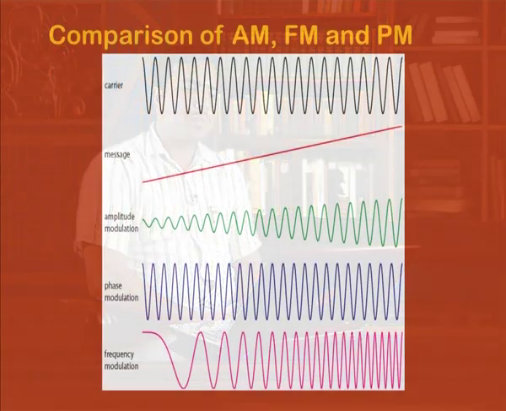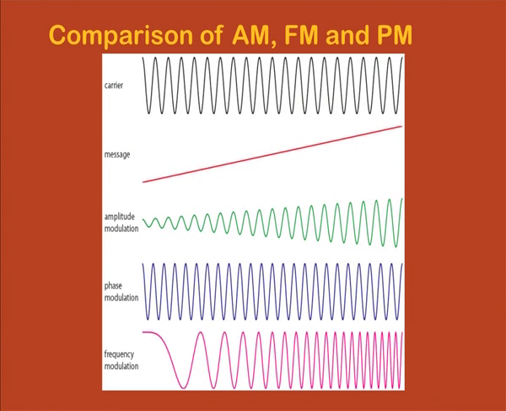So, in this particular slide we see a carrier signal and a message signal which is a ramp signal. Now, if we want to understand by looking at a modulated waveform, can we identify or differentiate between amplitude, phase or frequency modulated waveforms?